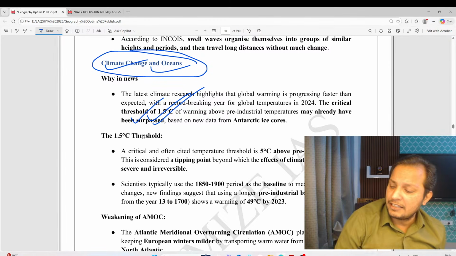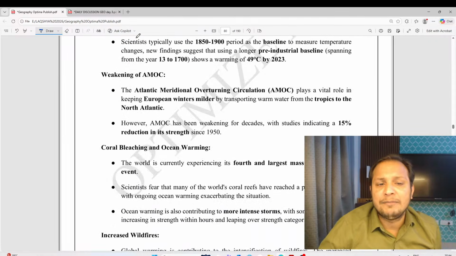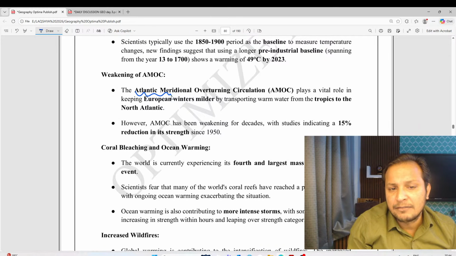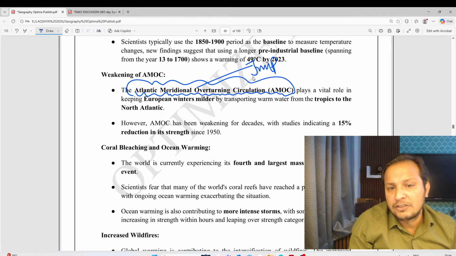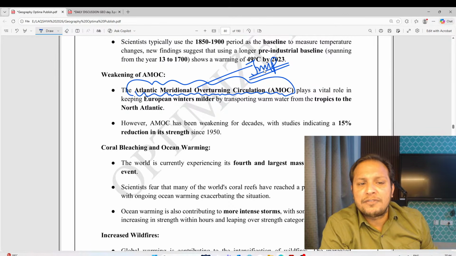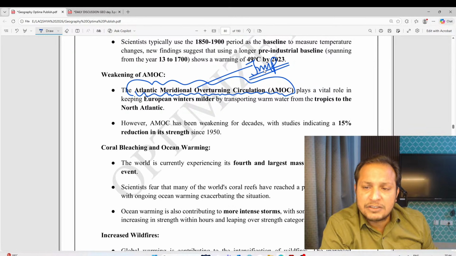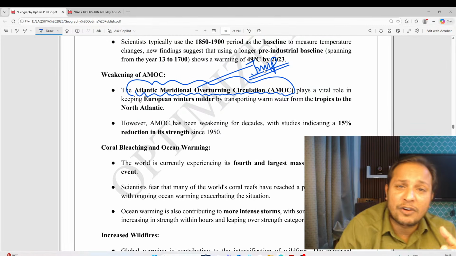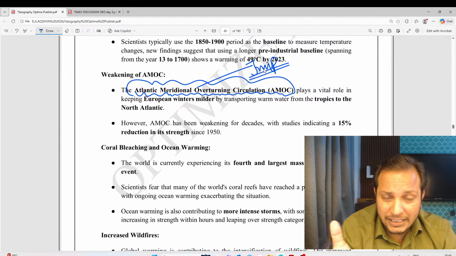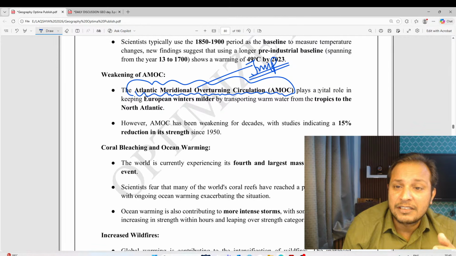Here you need to prepare one very important oceanic phenomenon, which is called the Atlantic meridional overturning circulation. This is very important. There is a lot of research going on this circulation. It is important for distribution of heat over the earth. Heat gets distributed because of this circulation.